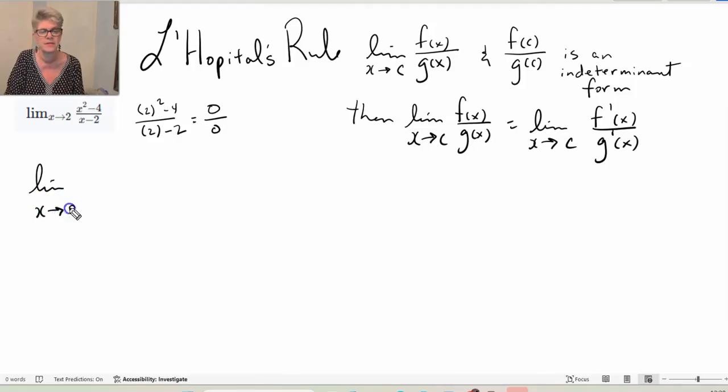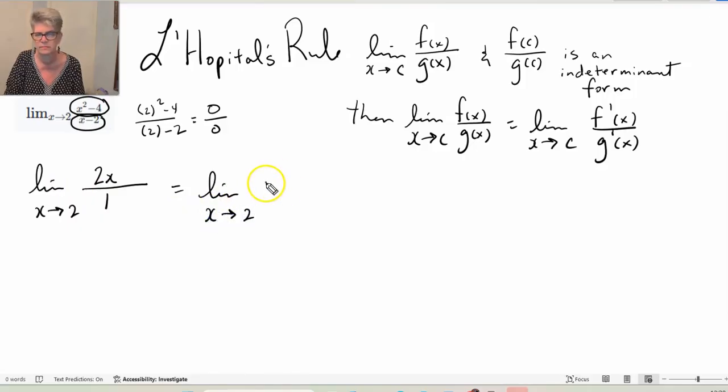And so it's going to be the limit as x approaches 2, and the numerator is going to be the derivative of the numerator, and the derivative of x squared is 2x. The derivative of minus 4 is 0, and the derivative of x minus 2 is just going to be 1. And so now I'm just going to plug 2 into that, and my answer is 4.